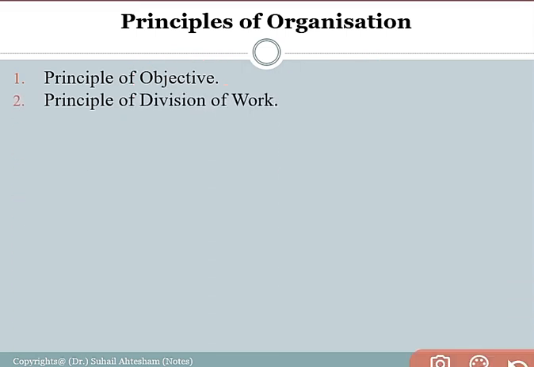Second principle is principle of division of work. Division of work is related to assigning of work and responsibilities to the employees in the formal organization. The total task should be divided in such a manner that there must be no burden to anybody, right? Then all work has to be divided in a systematic manner in a formal organization. That is principle of division of work.